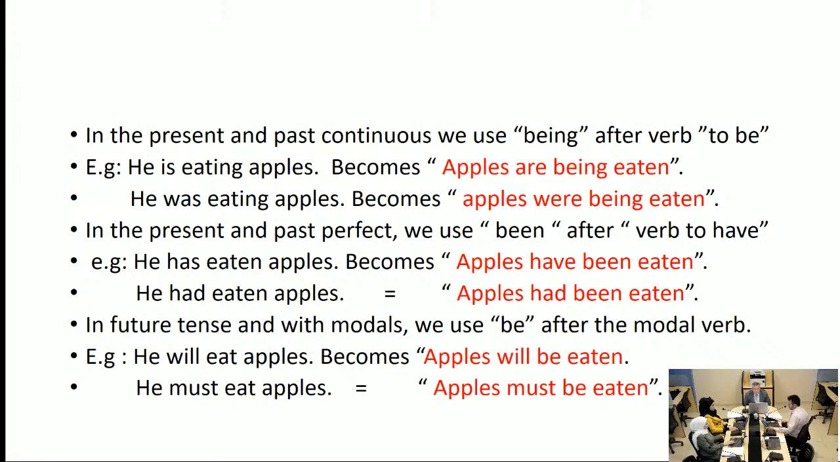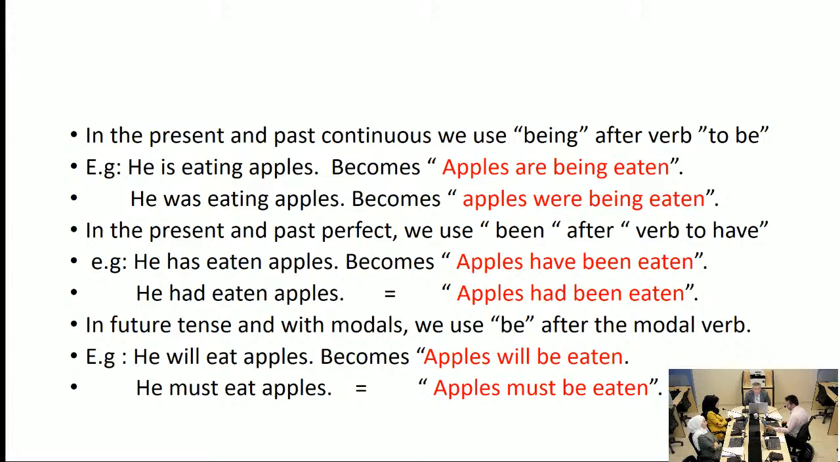In the present and past continuous, we use being after the verb to be. So the difference between the present simple, dear students, and the present continuous is just being. For example, he is eating apples becomes apples are being eaten. Apples and eaten didn't change, only are being, to indicate that the active sentence is in the present continuous. He was eating apples becomes apples were being eaten.